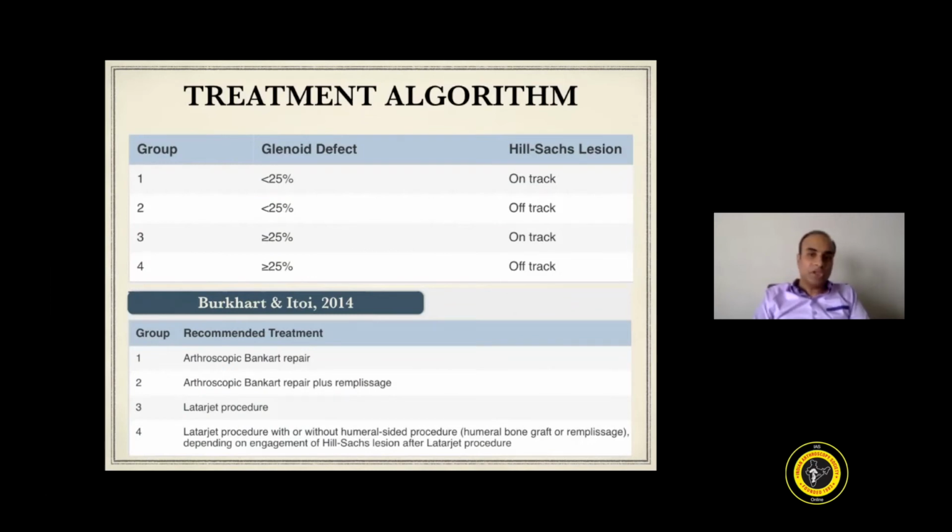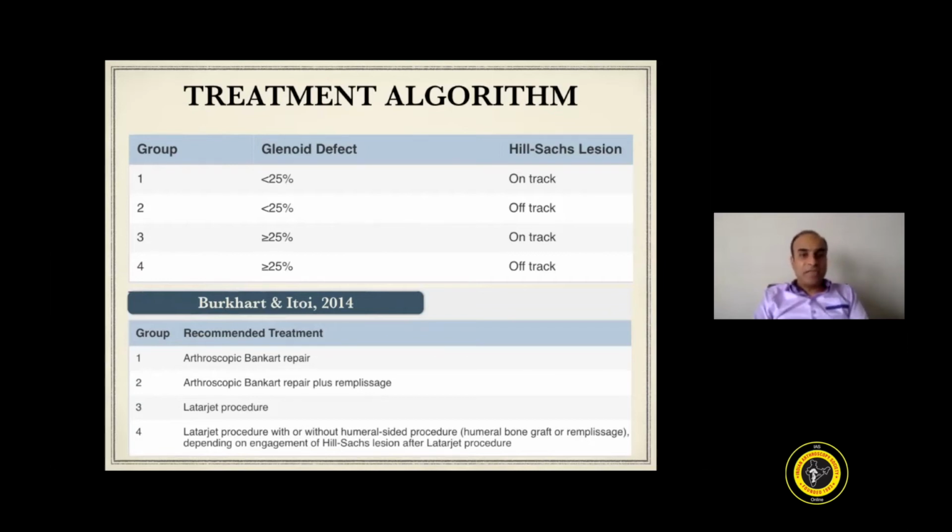One in which the Hill-Sachs lesion is on track, or the HSI is less than the glenoid tract. These are the on-track lesions in which, as recommended by Burkhart and Itoi, you can get away with only an arthroscopic Bankart's repair and you will be successful. On the other hand, the second group is where the Hill-Sachs interval is bigger than the glenoid tract. These are off-track or engaging Hill-Sachs lesions.